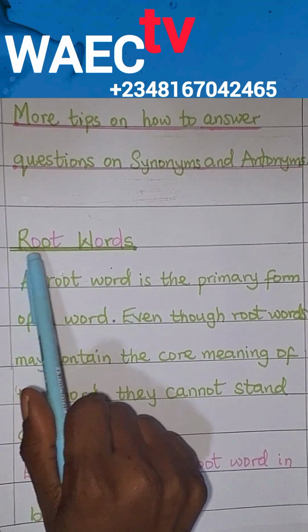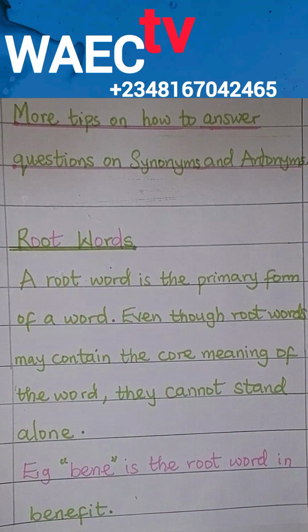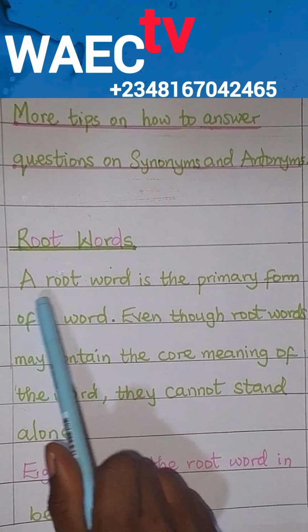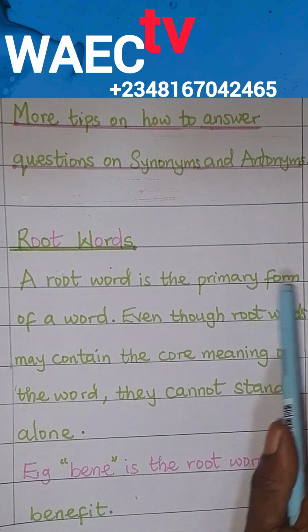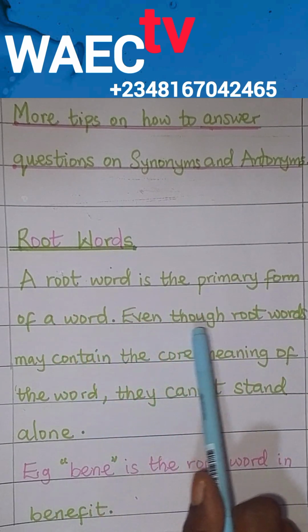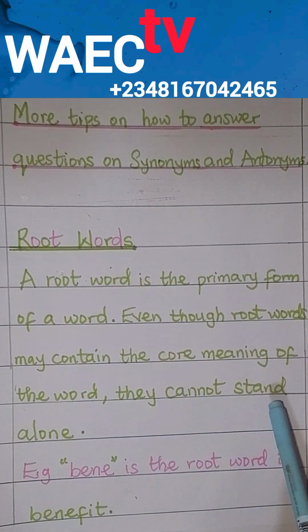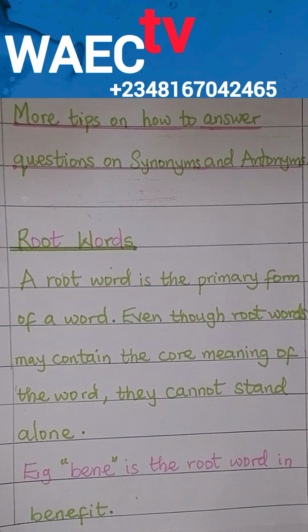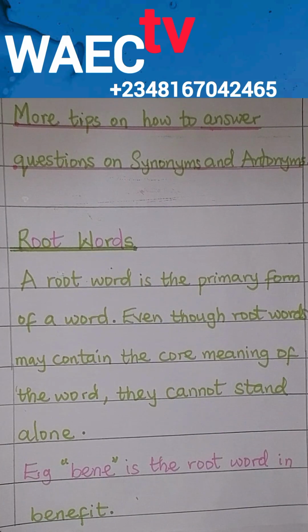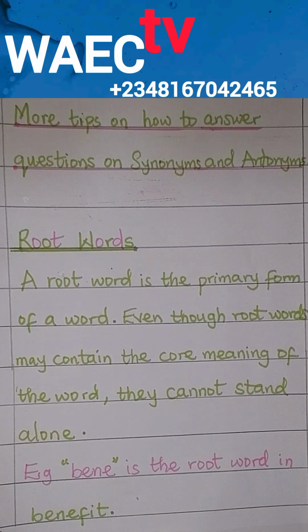Looking at the first one here, we have root words. A root word is the primary form of a word. Even though root words may contain the core meaning of the word, they cannot stand alone. When we say root word is the primary form of a word, that means it is connected to probably a prefix or suffix or another base word.